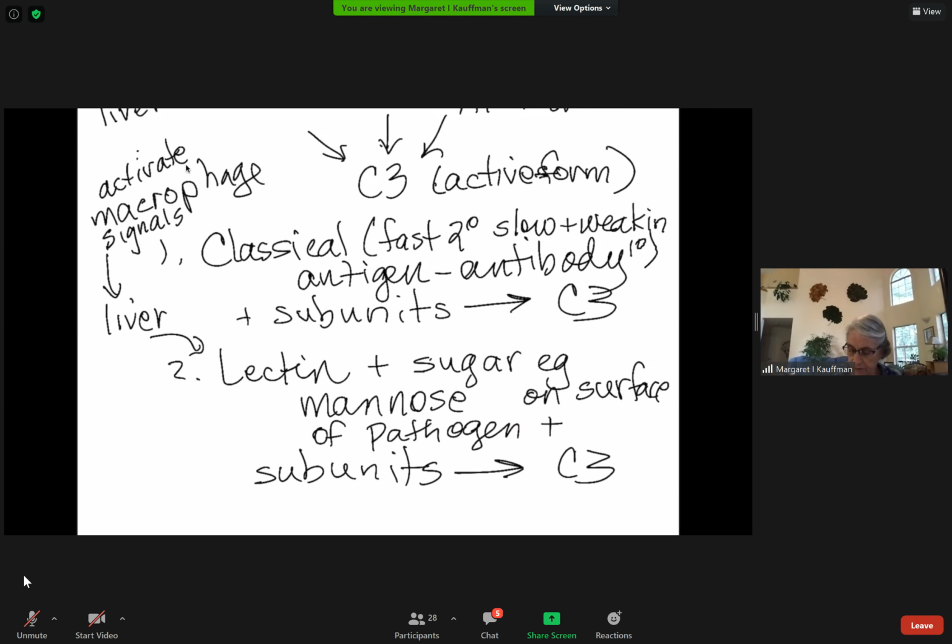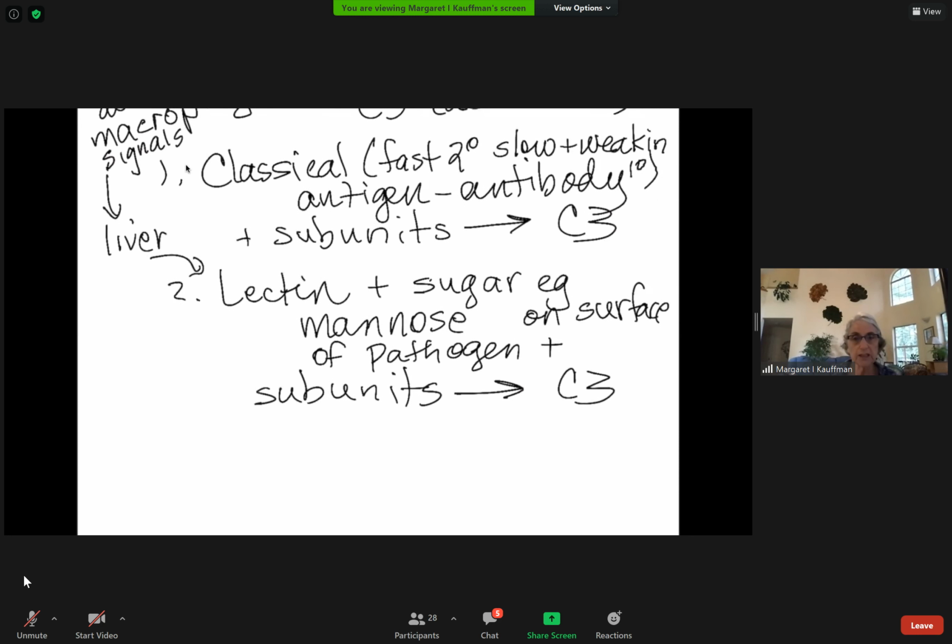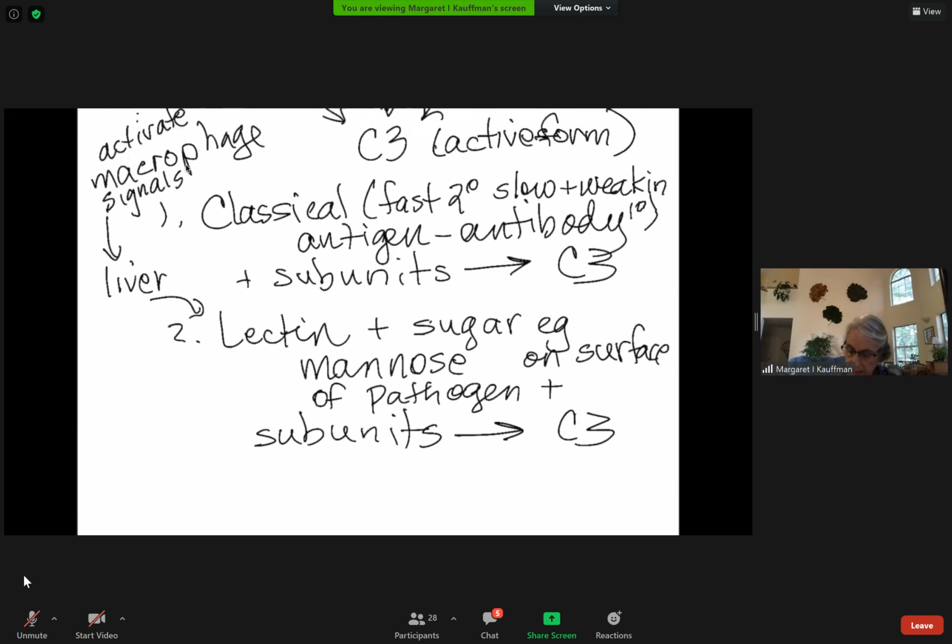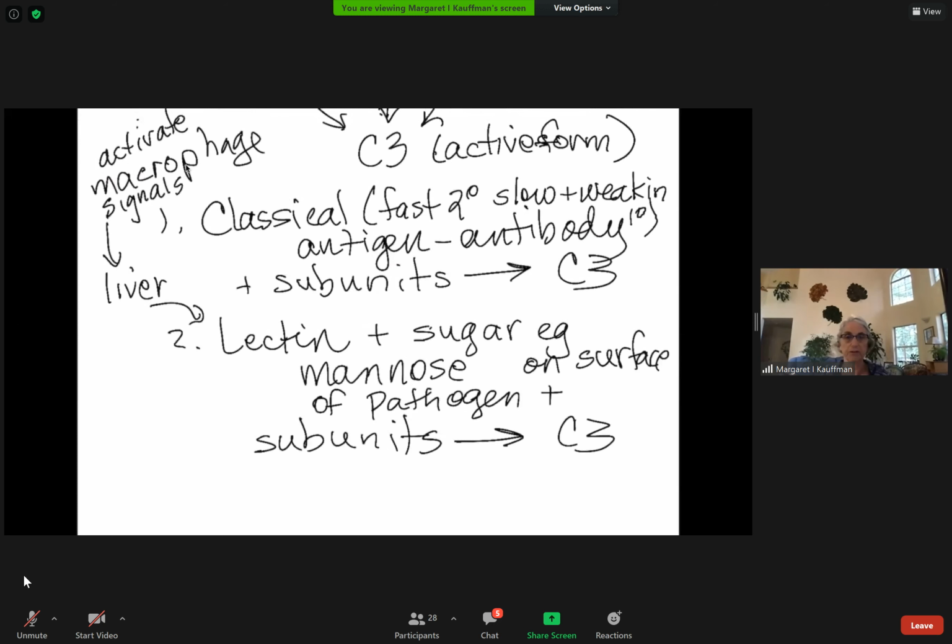or even in the capsule on the outside of a pathogen. So this is fairly non-specific to any particular type of pathogen, but as he said, it has to be on the surface. Unlike the classical pathway, where you can have a soluble antigen and trigger it, here you have to have something on the physical surface of the pathogen.